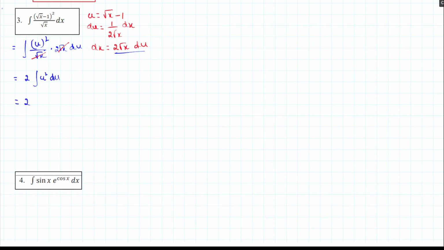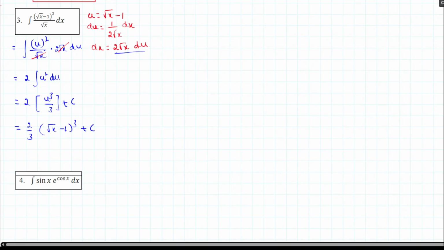Now the integration of u square is u cube over 3 plus c, and this one you can factor out the 3, that is 2 thirds u cube, and u cube equal to (square root of x minus 1) whole cube plus c. So this is the final answer of this integral.